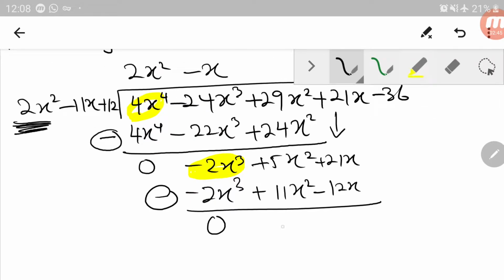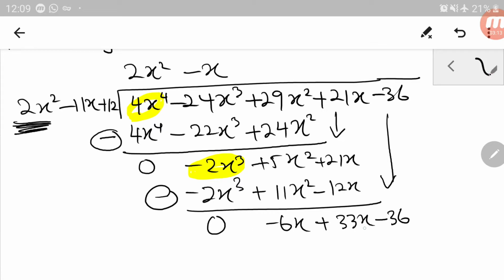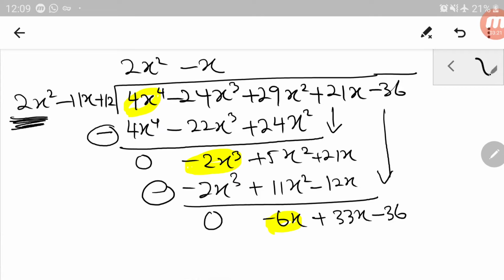This one subtract 0, 5 minus 11 is minus 6, minus 6x squared. And then that one plus 14x. Why 14? Oh, I made a mistake. It should be plus 33x. Sorry. And then we bring down the last term, minus 36. This one we want to have minus 6x squared.